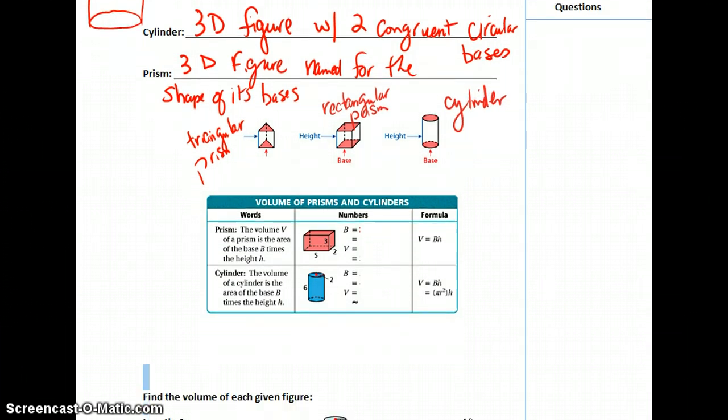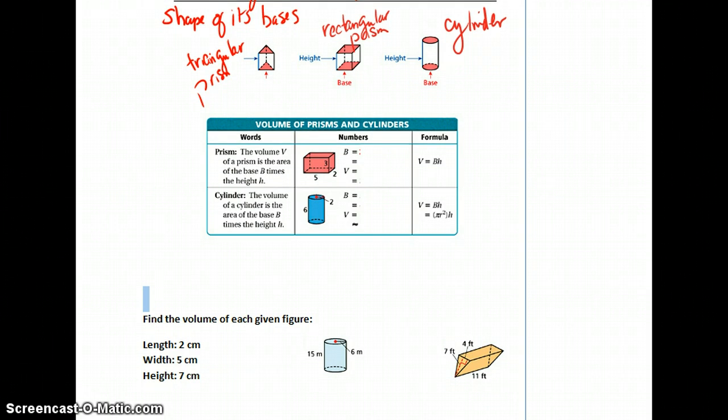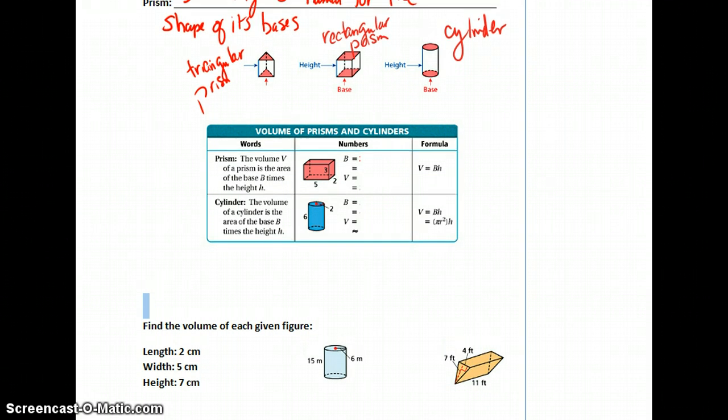When dealing with the volumes of these figures, some are easier than others. On the prism, it says the volume will always be the base times the height. If this is a rectangular prism, another way that you may have seen this would be length times width times height. We measure all three dimensions, we multiply them together, and we get that volume.